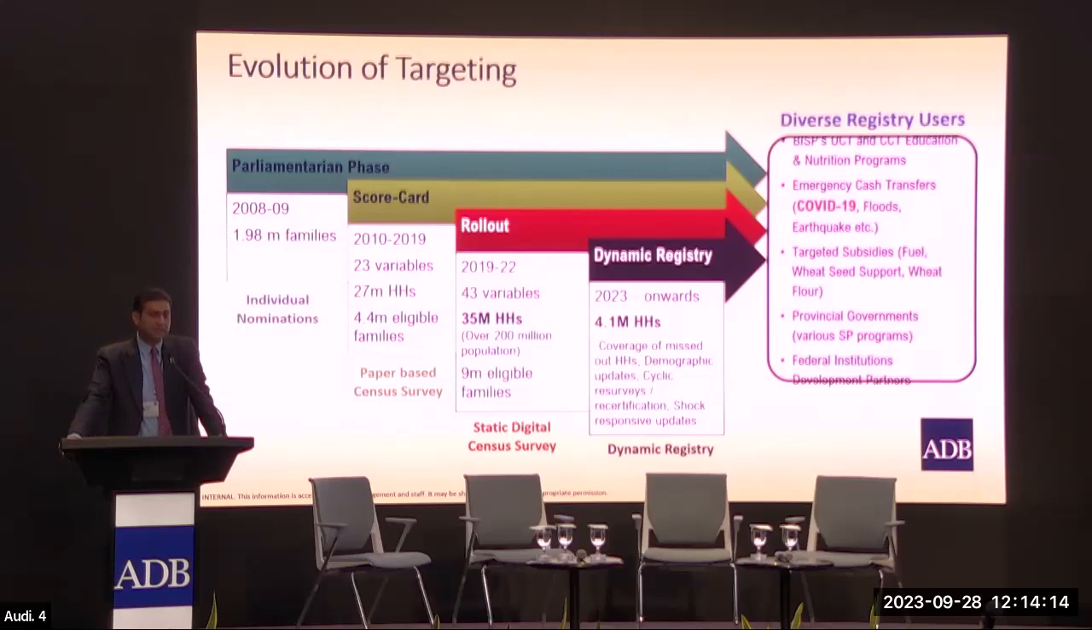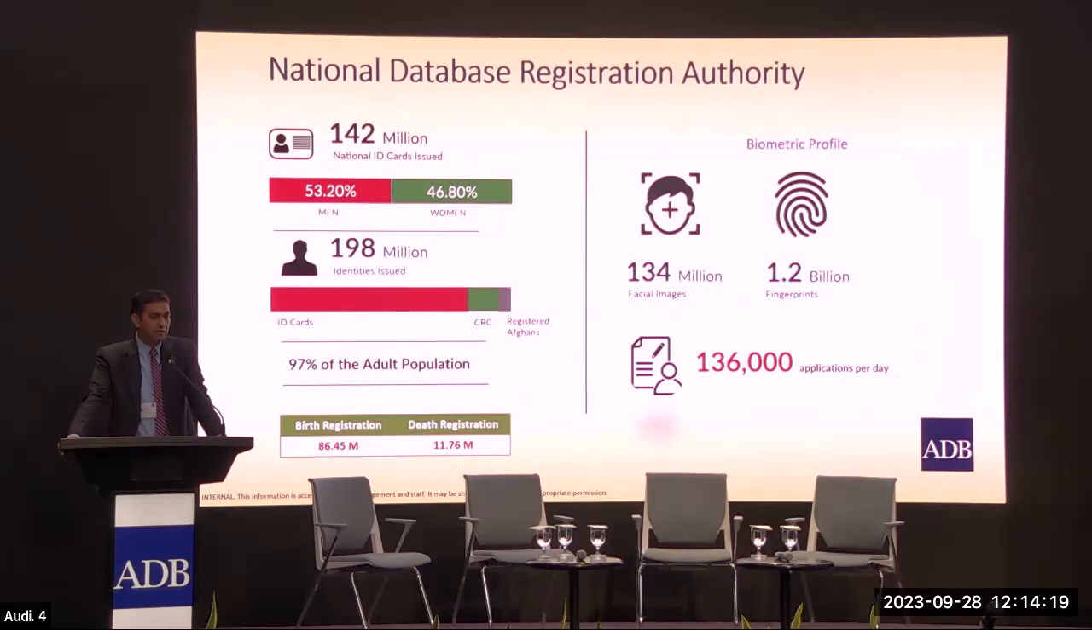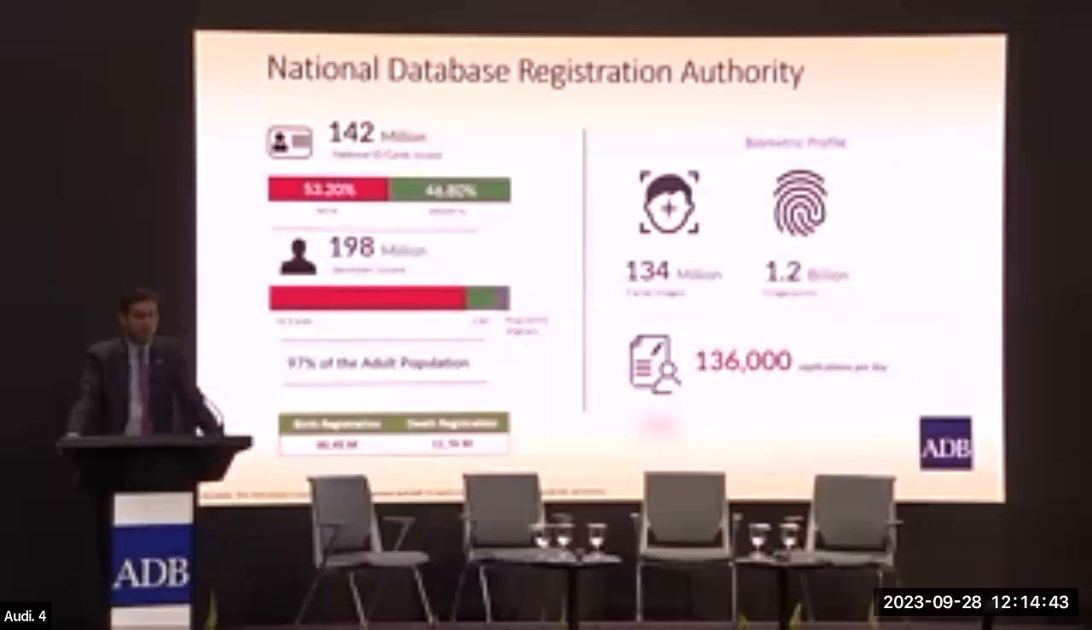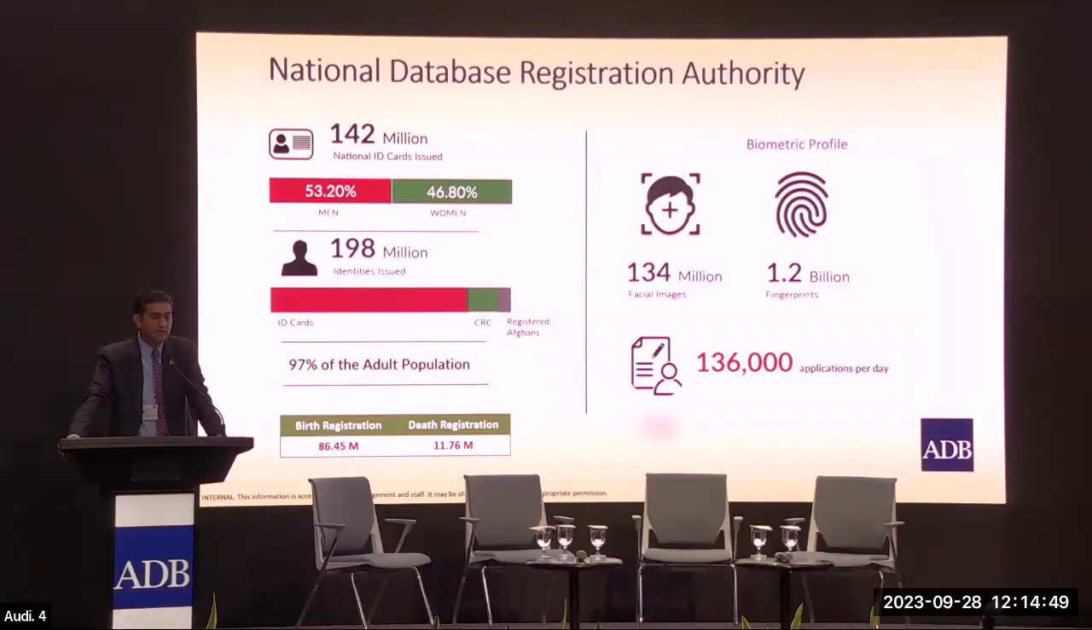Next strength that we built over the years is our National Database Registration Authority, which is our civil registry. So this National Socioeconomic Registry is linked with National Database Registration Authority, having coverage of 140 million national ID cards, 198 million identities issued. 97% of the adult population is already covered. We have 86.45 million birth registrations and 11.76 million death registrations. With that, we also have 134 million facial images, 1.2 billion fingerprints.